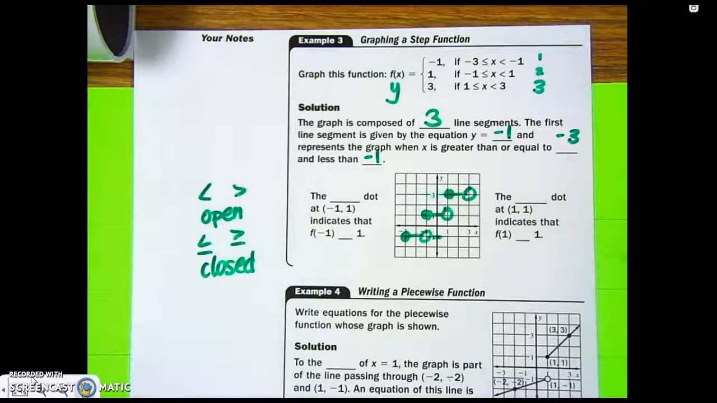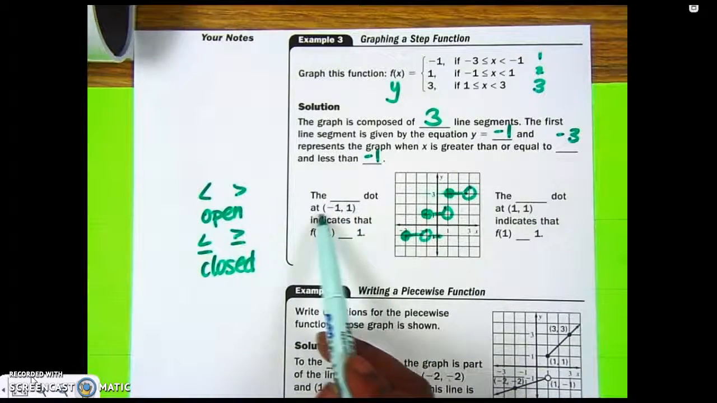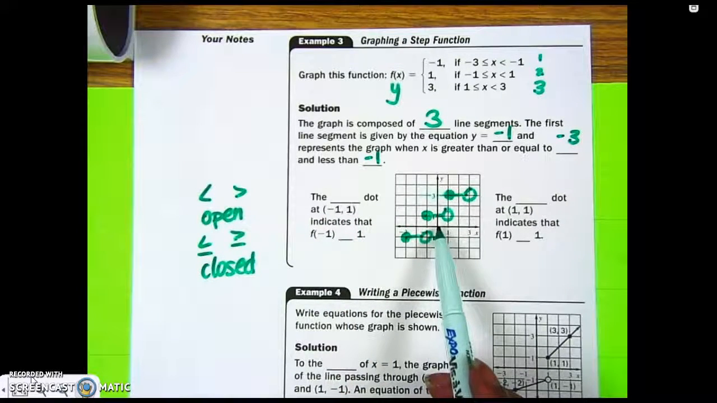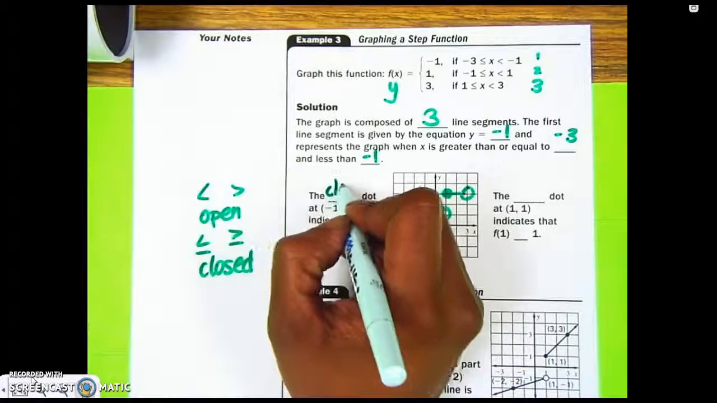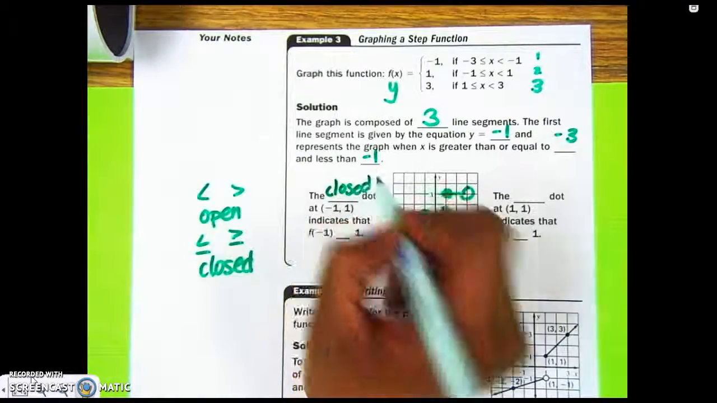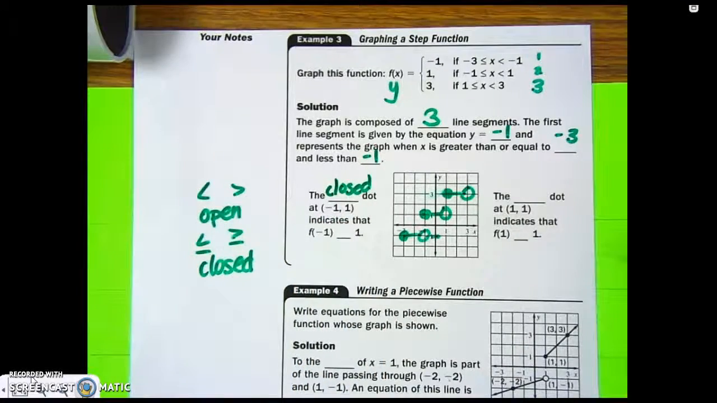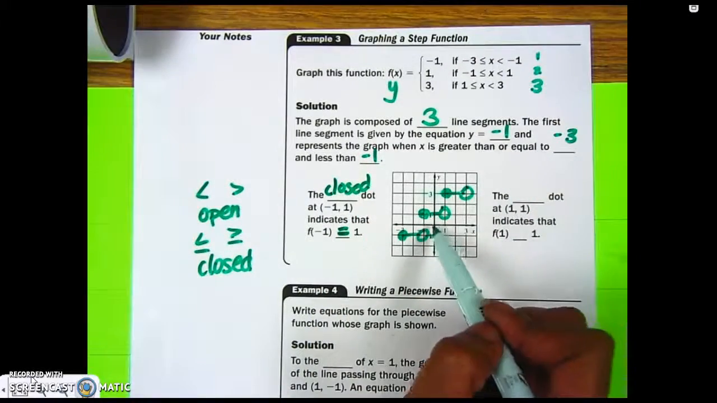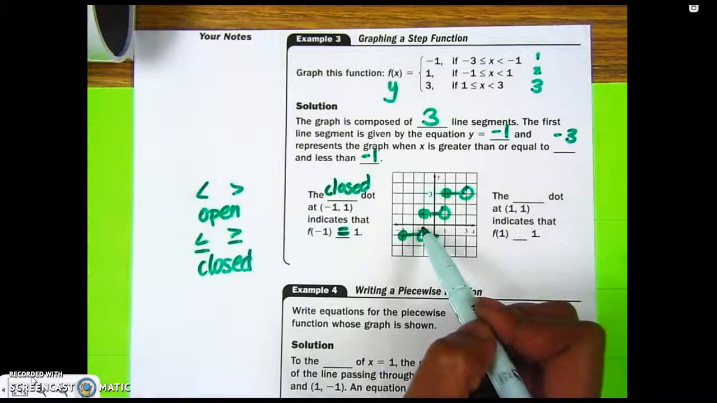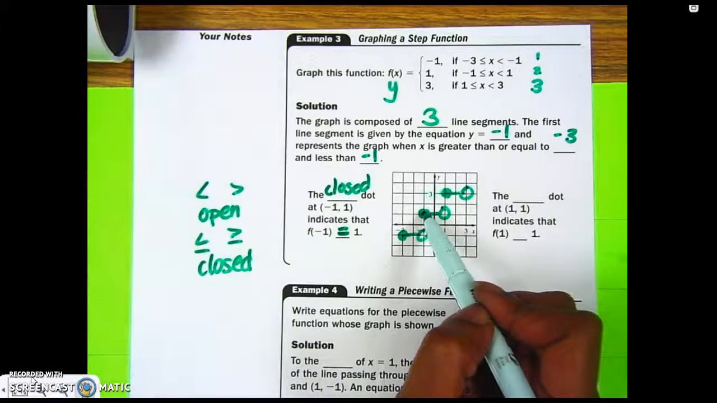All right, now let's fill in the sides over here. It says the blank dot at -1, 1. Well, let's go to -1, 1. So I'm going to start at 0, go to the left 1, that's -1, and then go up 1. All right, so that's a closed dot. And it indicates that f of -1 equals 1. So at that point where x is -1, if I go up to the line here, that means that the function is equal to 1 at this point.